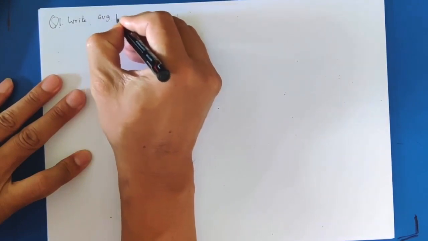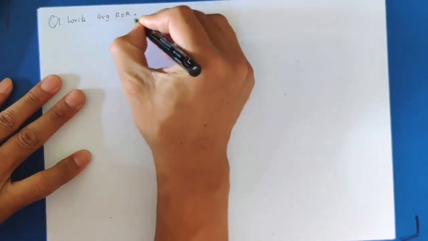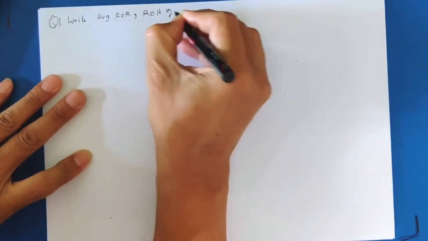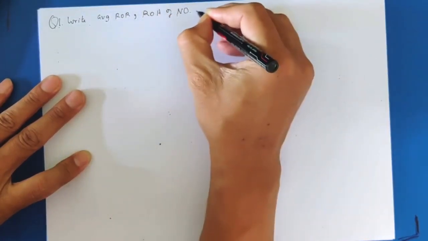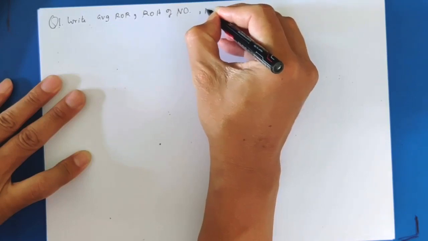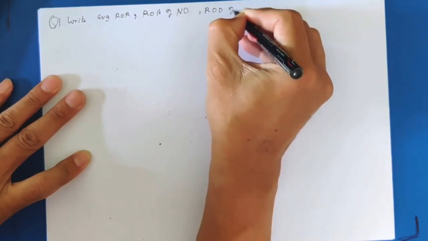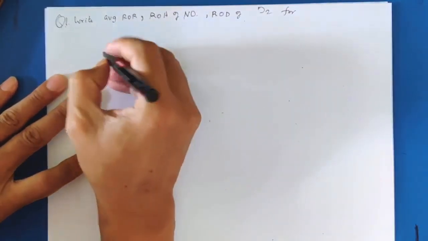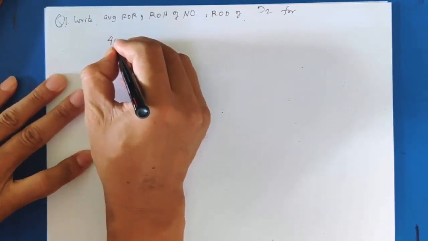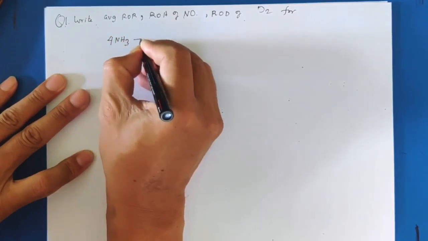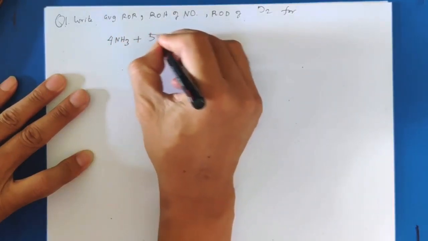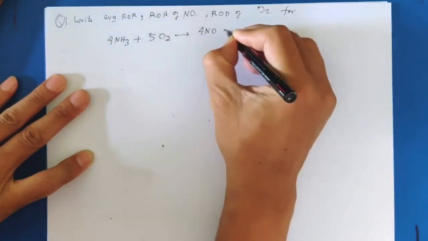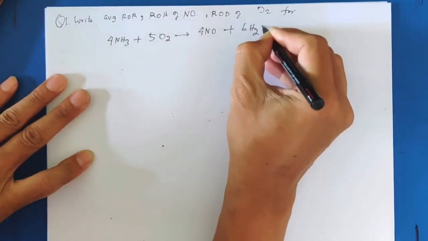Okay, numerical: calculate the average rate of reaction, the rate of appearance of nitric oxide, and the rate of disappearance of oxygen for the following reaction. Say 4 ammonia plus 5O2 is giving 4NO plus 6 water molecules.